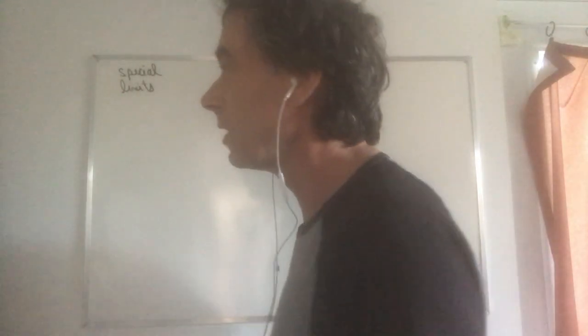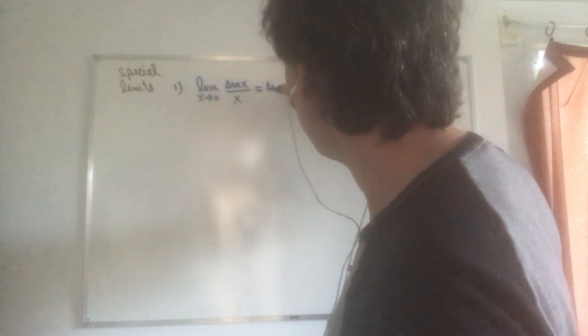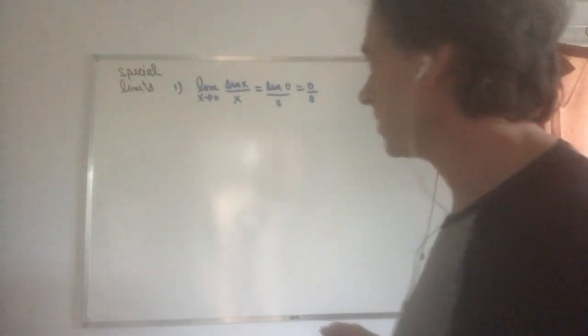And what I want to talk about now is the topic of special limits. There are 3 special limits that I would like to consider with you guys today. The first one is the limit as x approaches 0 of sine x over x. If you replace x by 0, you're going to find that this is sine 0 over 0, and you're going to find that sine of 0 is 0.